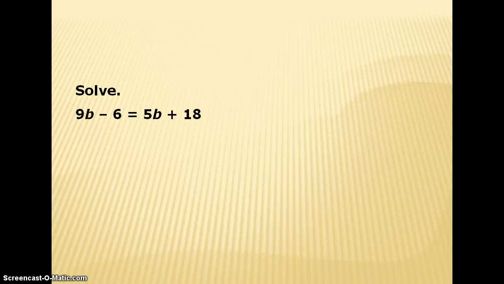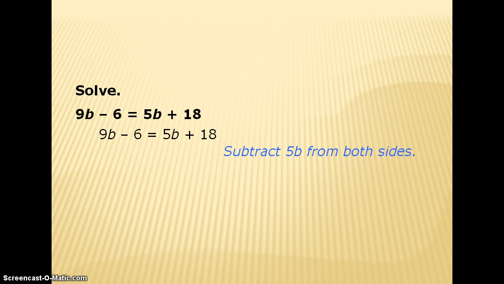9b minus 6 equals 5b plus 18. Looking at the equal sign as a barrier, we have a variable on both sides, and we actually then have a number on both sides, which we call a constant. It's totally up to you which you choose to move. The way that I do it might look different than the way that you do it, but it needs to get the same answer.